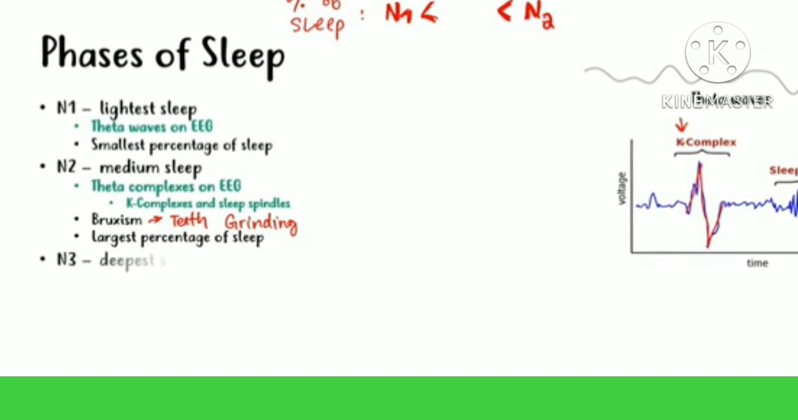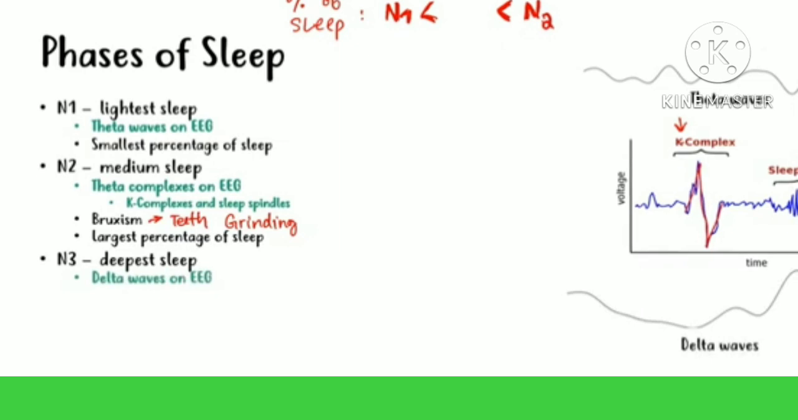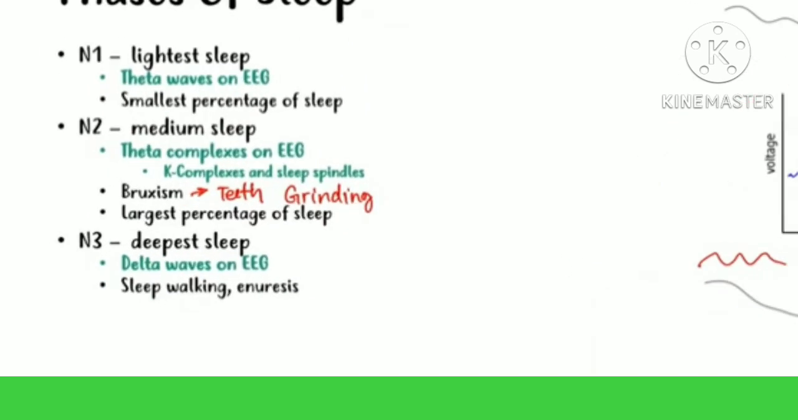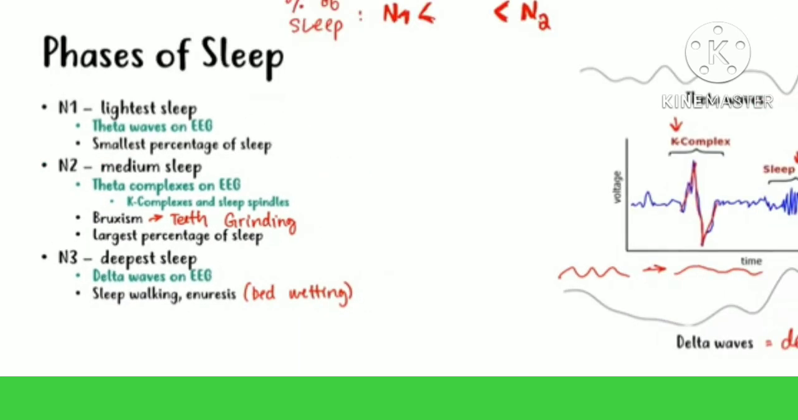Now, after N2, you're going to go into N3 sleep. This is your deepest sleep with delta waves on the EEG. I like to think about delta waves as very deep waves. Okay, and that's what it looks like. Look, the waves are not very consistent. It looks like it's been spread out. So like if this is your normal sine wave, if you just spread it out like that, that's kind of what a delta wave reminds me of. Now, you also are going to have sleepwalking and enuresis or bedwetting occurring here. So let's write that down for you guys. Bedwetting. That's what enuresis is. We're going to talk more about that in a second. But that happens in N3. And these are your 3 phases of non-REM sleep, okay?